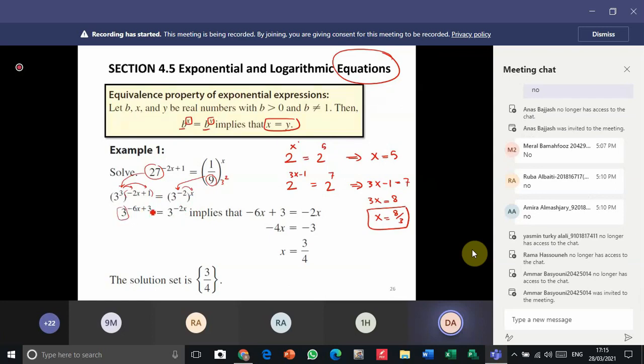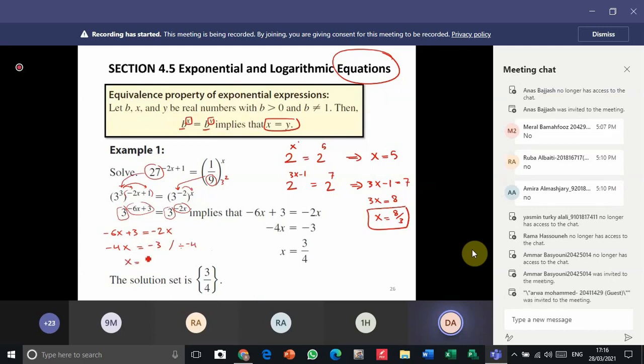Now we have the same base, so we have the same exponent also. 3x minus 2x minus 6, this is equal to minus 2x, so we have minus 4x equal negative 3. Divide by negative 4 on both sides, so we have negative 3 over negative 4, this is equal to 3 over 4. This is the value of x.